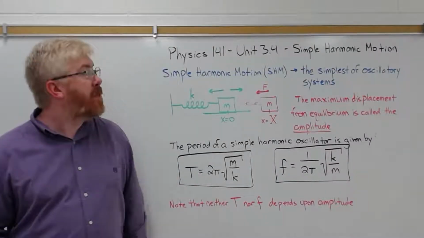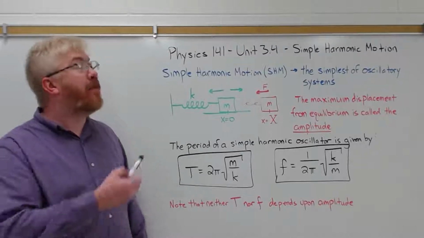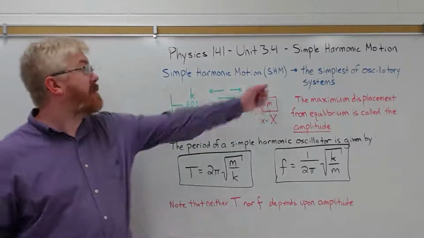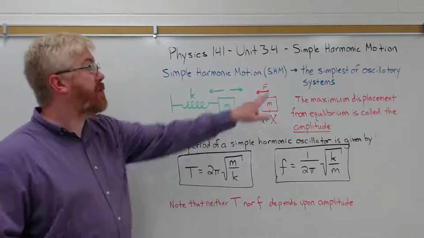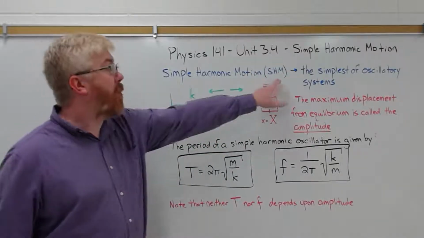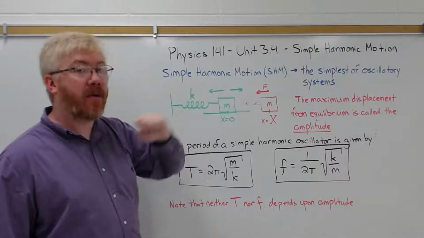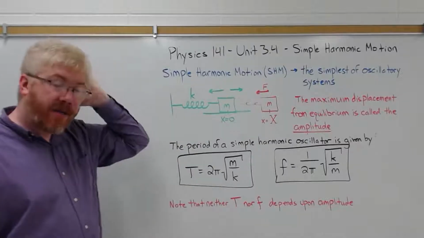We're going to look at the simplest type of motion, periodic or oscillatory motion, called simple harmonic motion, or SHM. I'll use this abbreviation throughout the course of these lectures, but know that if I use SHM, and I'll probably say it out, I mean simple harmonic motion. So, the simplest of oscillatory systems.